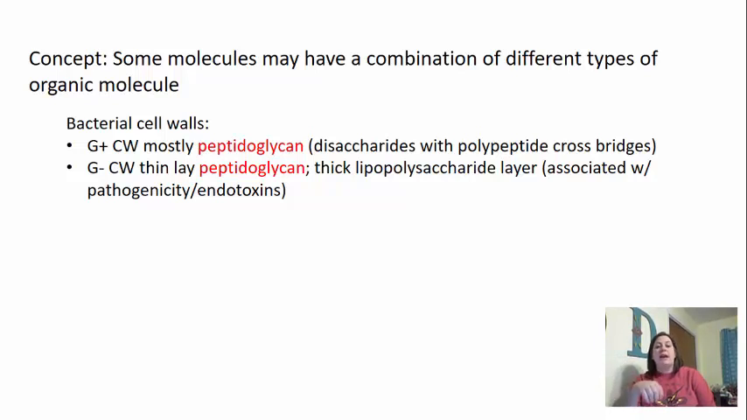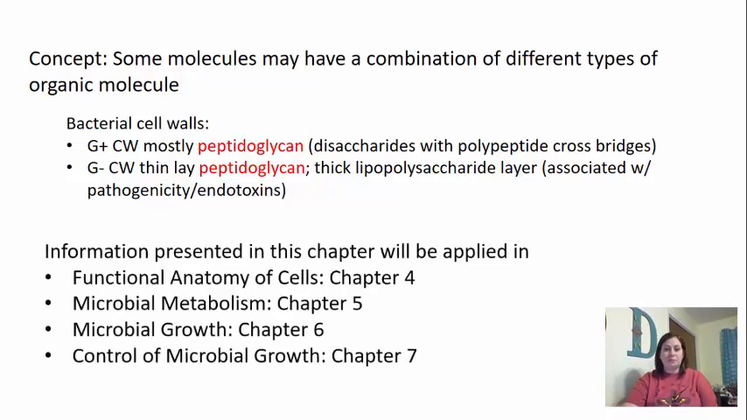We also see gram-negative cell walls have a thinner layer of peptidoglycan. However, they have a thick lipopolysaccharide layer, meaning that it's going to have a layer that has more fat and sugars to it. This is associated with the idea of them being a little more pathogenic, and they produce things like endotoxins a lot of times with gram-negative bacteria.